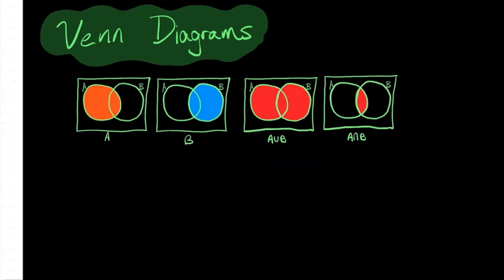And notice that there's a little bit of overlap with B, and the same goes for when we look at just set B. Now if we want to consider the union of those two sets, remember that the union is everything from A and everything from B. The intersection, the little middle piece there, is going to be the intersection.